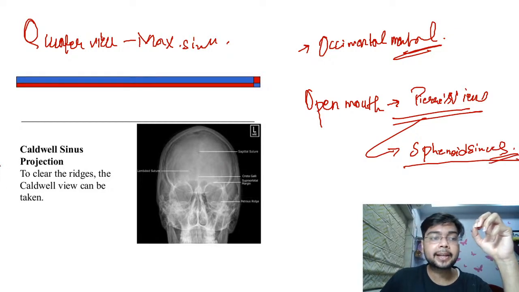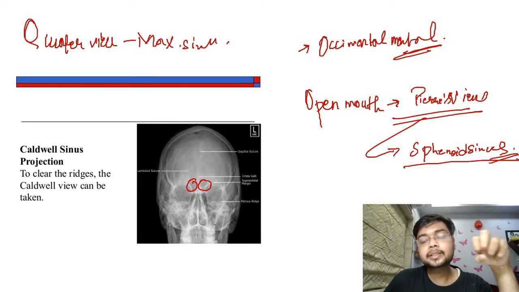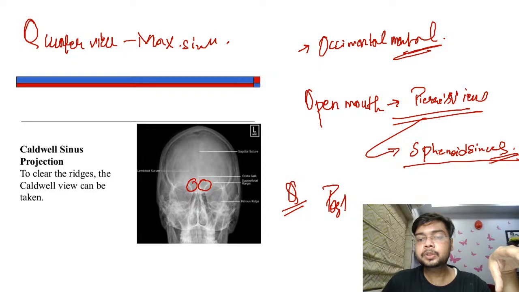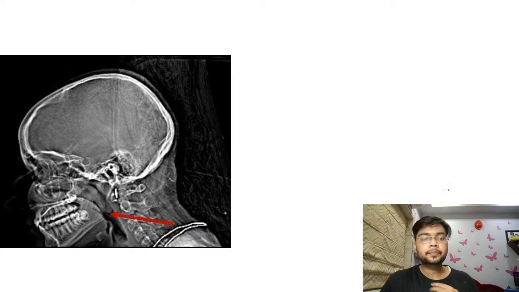And in Caldwell's view, which is your occipitofrontal view, you can see your frontal sinus, your anterior ethmoids, and your maxillary sinus better. Now there was one question: which sinus is usually not seen in the Waters view, Caldwell's view and others? Mostly your posterior ethmoids are difficult to see with these sinus views.